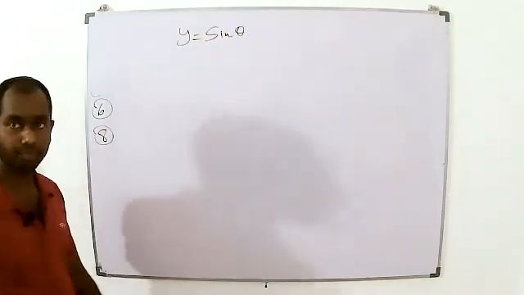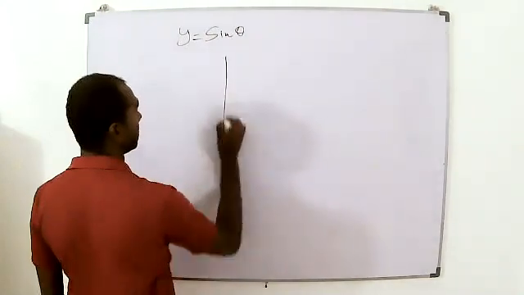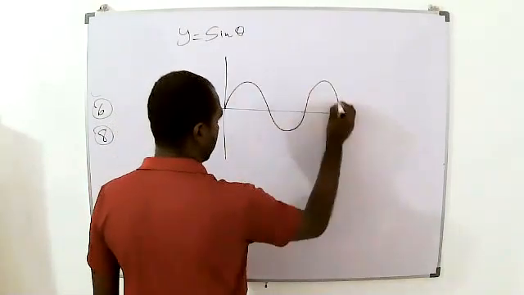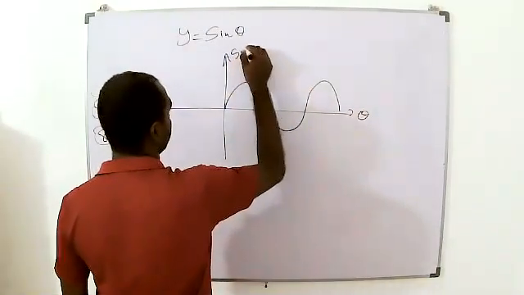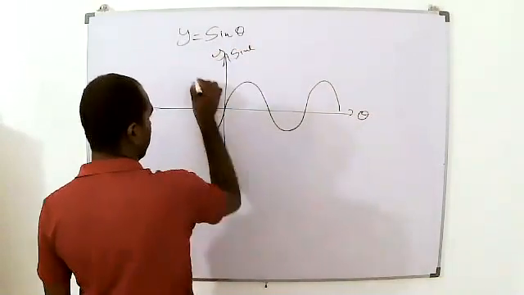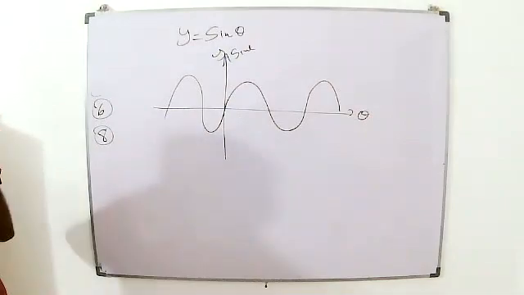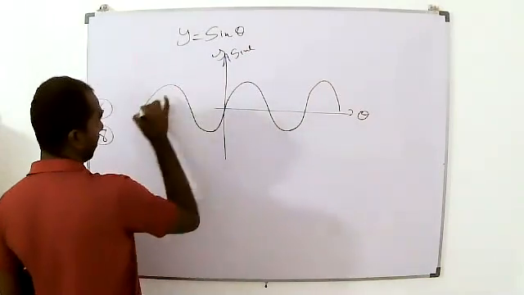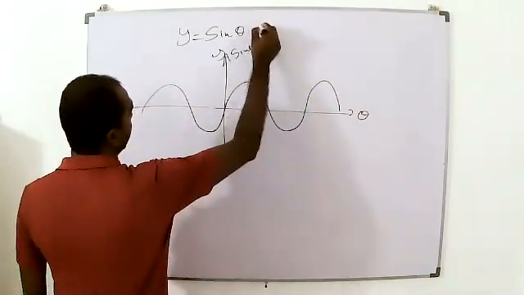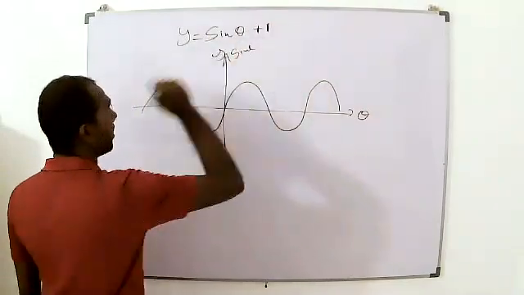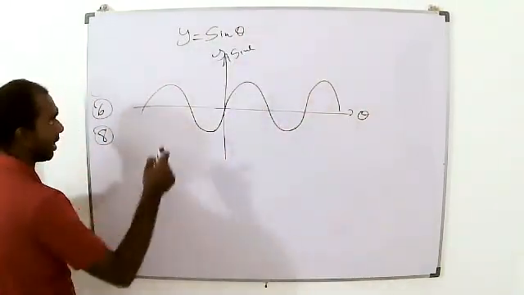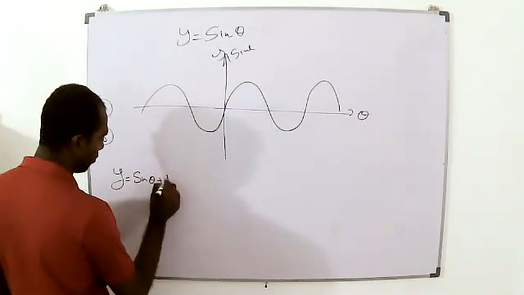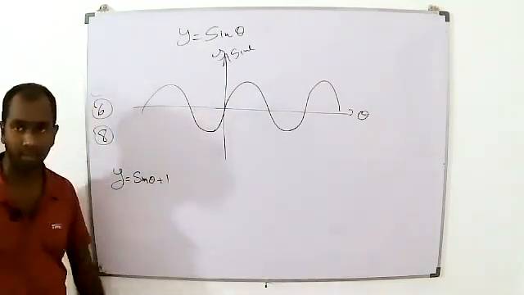Y equals sine theta. If I draw y equals sine theta here, how will it look? Theta is here. This is sine theta, or y. And it will look like this. This is how the y equals sine theta graph looks. Now, what's going to happen if I give a little bit of external addition to this graph? Now this is the y equals sine theta graph. In the same graph, I need to find how sine theta plus 1 will look like. What will happen?